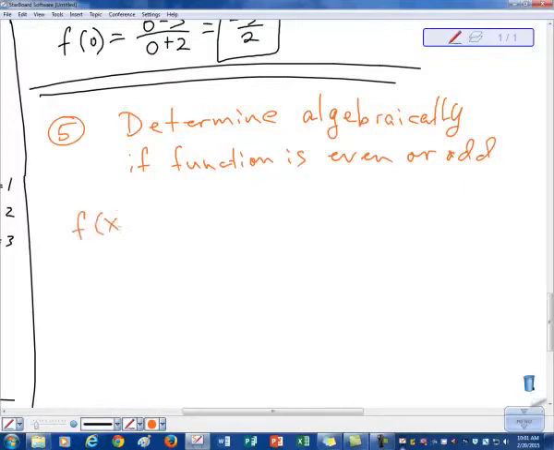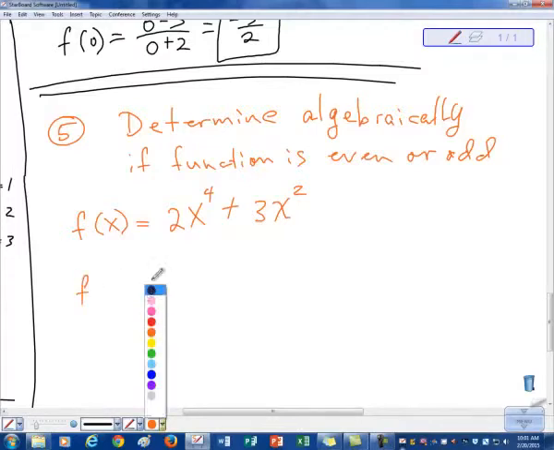And we're given f of x is equal to, let's say, instead of 2x squared plus 3, let's say 2x to the 4th plus 3x squared. And so what we would have to do here is substitute in negative x. It's like we're cutting out the x and putting in parentheses.